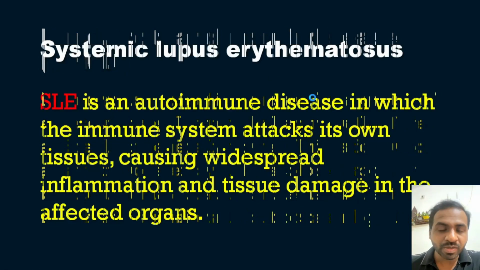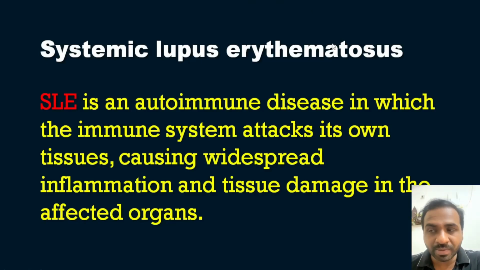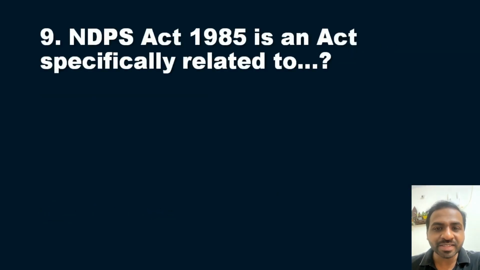And one more option was SLE, systemic lupus erythematosus, an autoimmune disease in which the immune system attacks its own tissues, causing widespread inflammation and tissue damage in the affected organs. I am not going in depth about SLE, I just explained the options I have given. Now we will move on to the 9th question in our series.